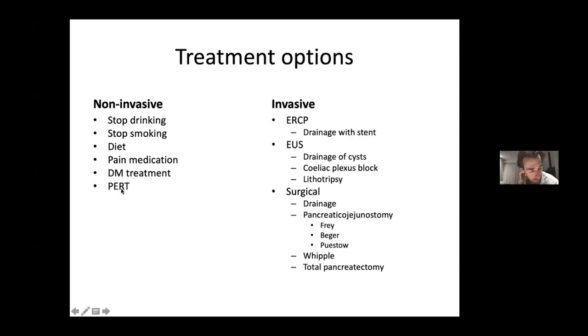PERT is pancreatic enzyme replacement therapy. So a lot of people have very low production of enzymes. They will get abdominal pain, they will get diarrhea. And so you have to give them, we call it Creon. It's basically just a tablet that contains enzymes, and they need to take that with every meal and every snack.